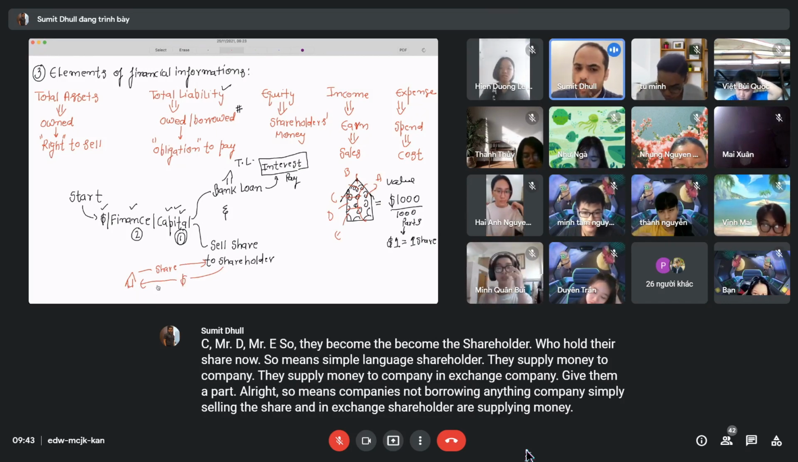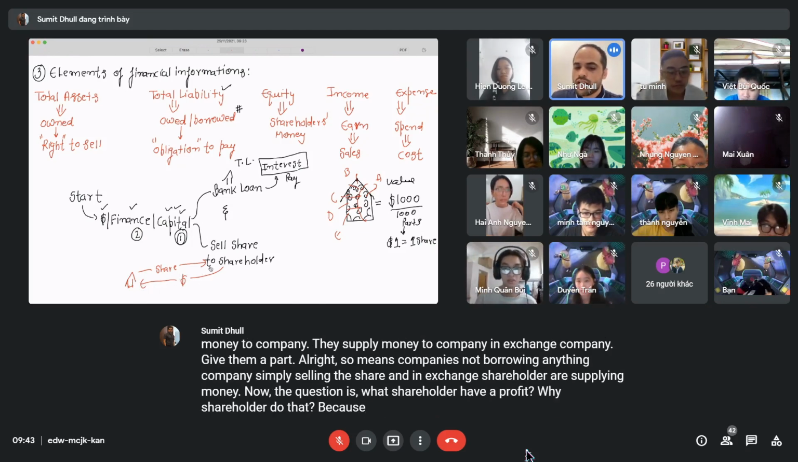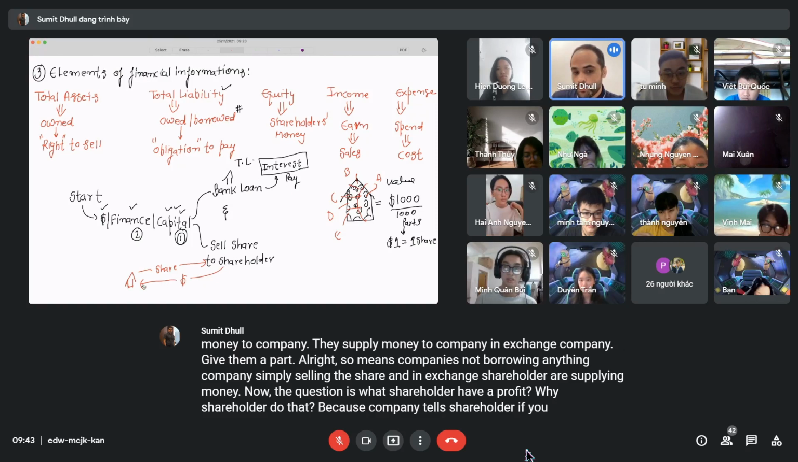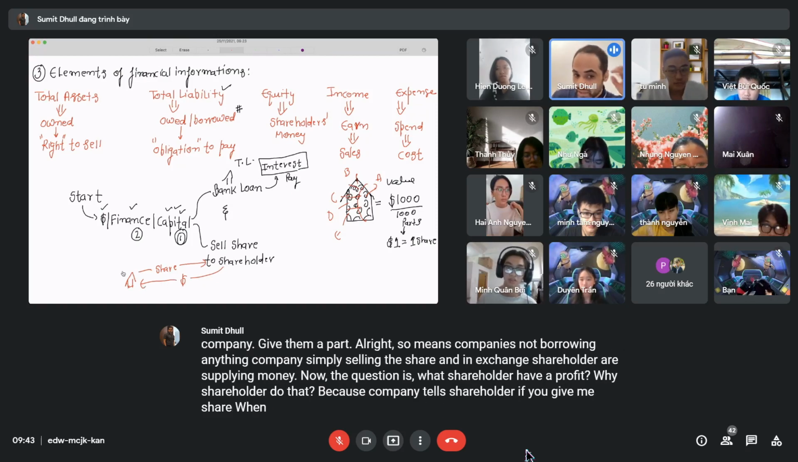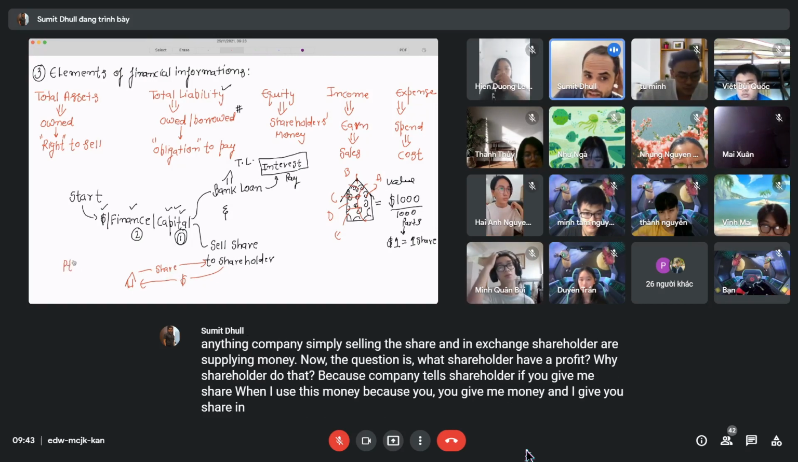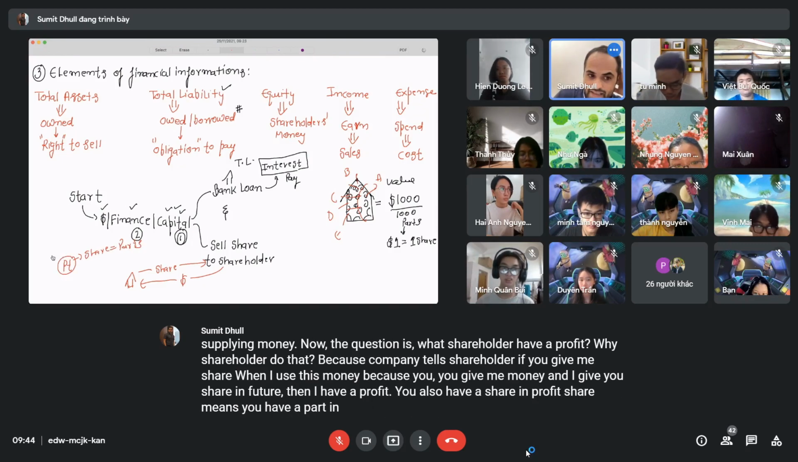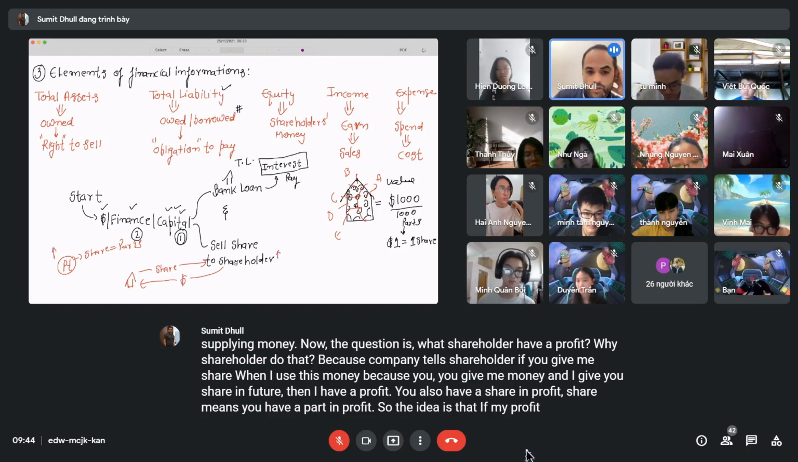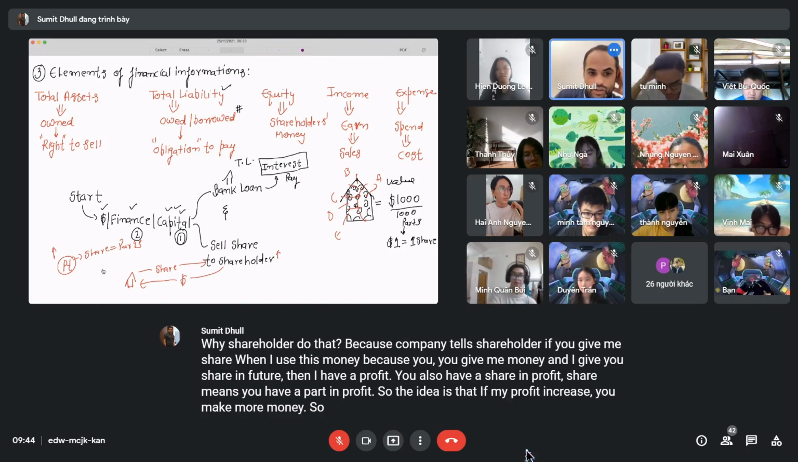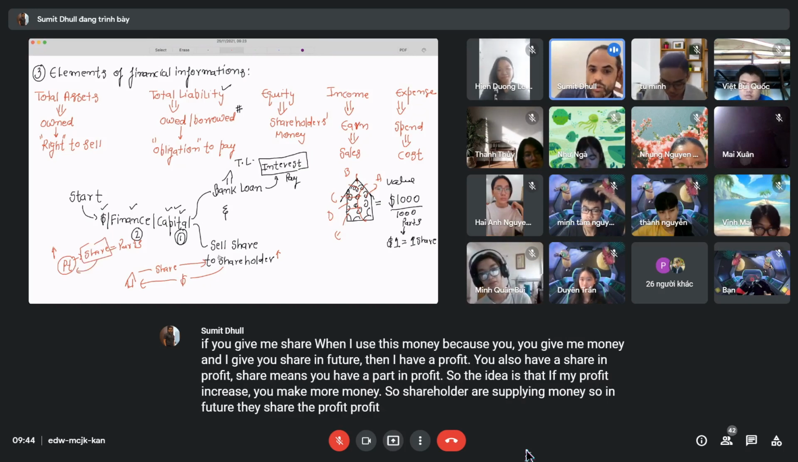Now the question is, what do shareholders get as profit? Why do shareholders do that? Because company tells shareholders, if you give me money and I give you share, in future, when I have a profit, you also have a share in profit. Share means you have a part in profit. So the idea is that if my profit increases, you make more money. So in future, they share the profit with shareholders.